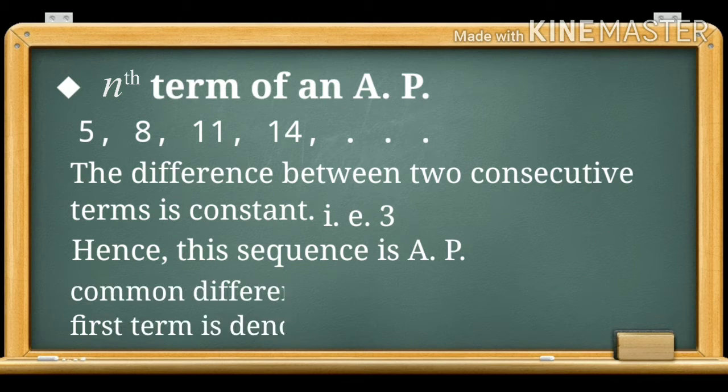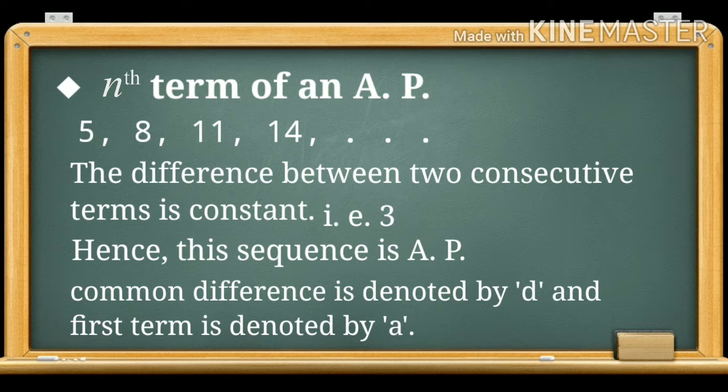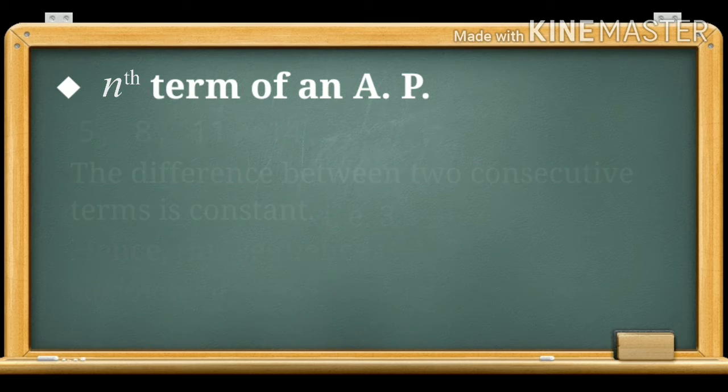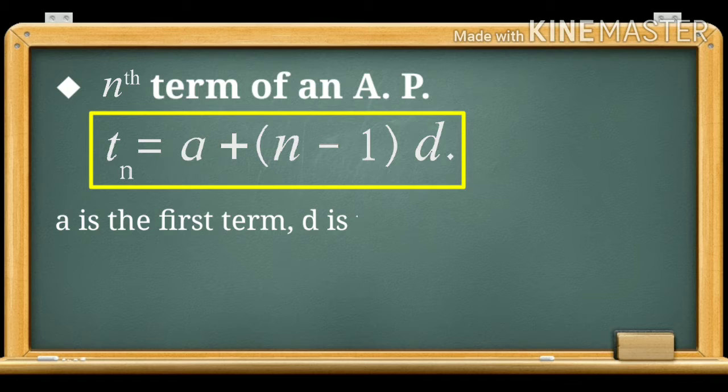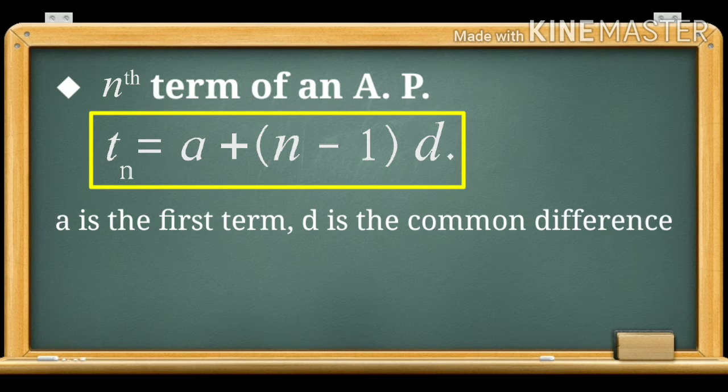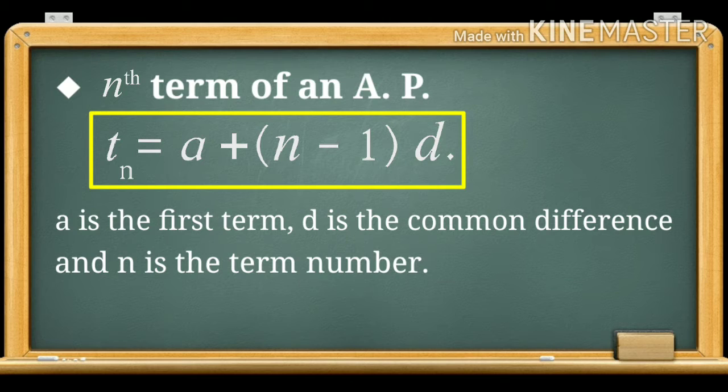Common difference is denoted by letter D, and the first term is denoted by letter A. Now if you want to find the nth term in this AP, then we can express the nth term as Tn. And what is the formula for that? Tn equal to A plus n minus 1 into D, where A is the first term, D is the common difference, and n is the term number that you want to find.